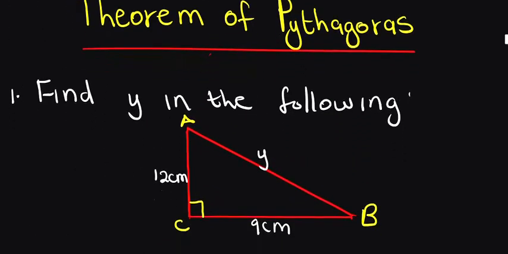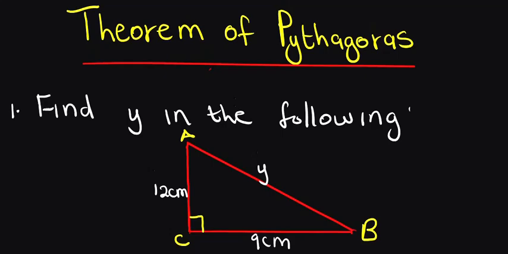Right, I can see here, you can also notice that we are talking about the theorem of Pythagoras. The theorem of Pythagoras states that the square of the hypotenuse side is equal to the sum of the squares of the other two sides.